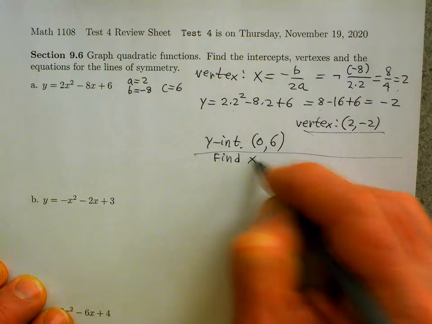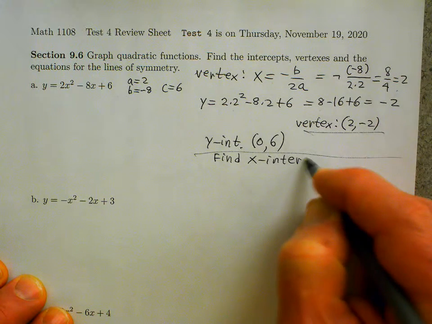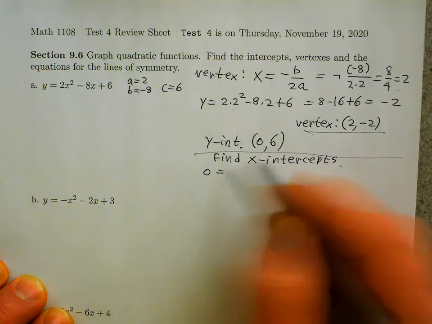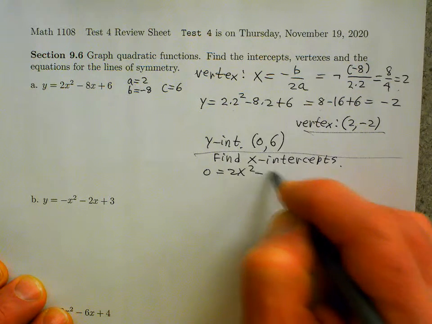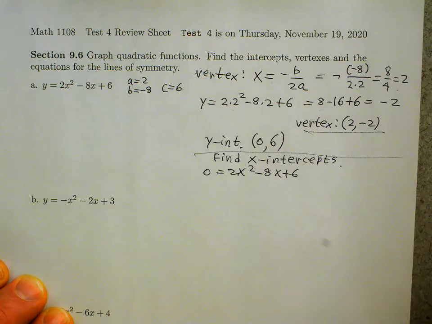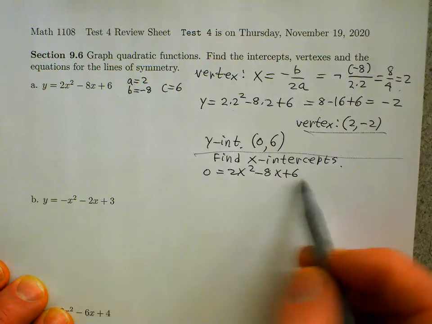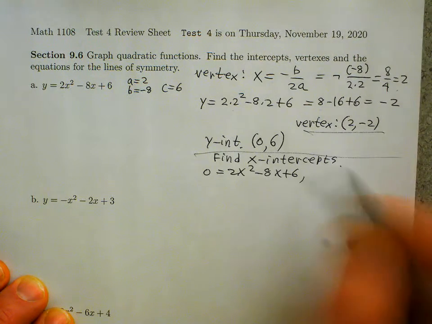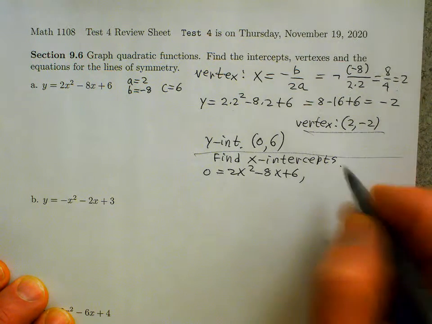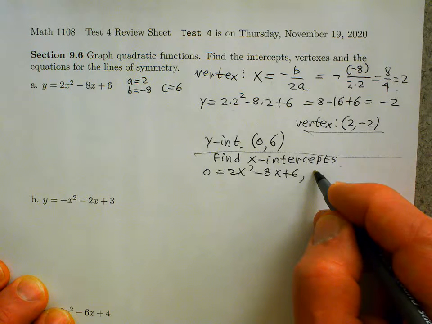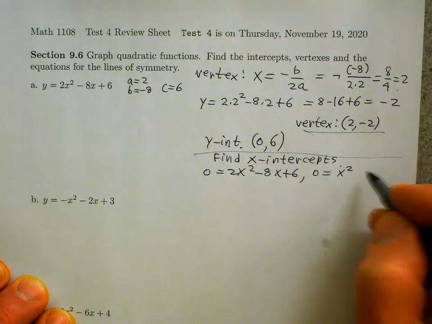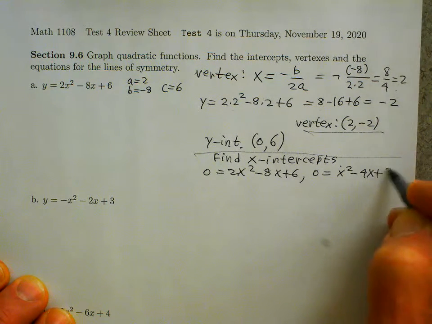So find x-intercepts. So we replace y with 0. 0 equals 2x squared minus 8x plus 6. With an equation, we can divide every term on both sides by a non-zero number. So let's divide every term on both sides by 2. 0 divided by 2 is 0. And then 2x squared minus 8x plus 6 divided by 2 is x squared minus 4x plus 3.